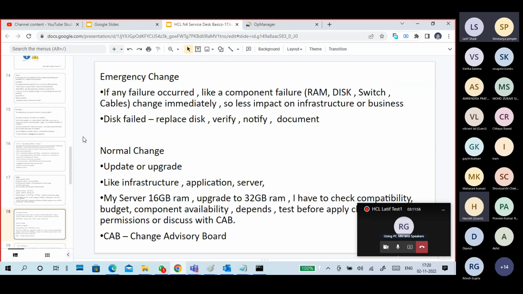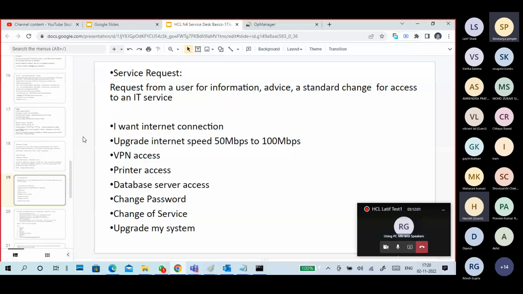A service request is when you require to change something. You want to change the password. You want to change or disconnect the service. You want to request a service. I want an internet connection. I want to disconnect the internet connection. I want to increase my speed. You want to upgrade your system. You want access permissions like printer access, VPN access, or server access. This is our service request. I hope you got the point about the differences between incident and service request.